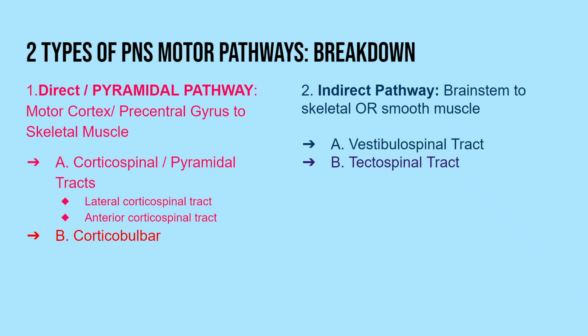Within the direct pathways, you have the corticospinal or pyramidal tracts and the corticobulbar tracts. Within the corticospinal tracts, there are lateral and anterior tracts. And in the indirect pathway, there's the vestibulospinal and the tectospinal. I made this slide so you can keep them all organized and straight without any other details that might become more complicated.